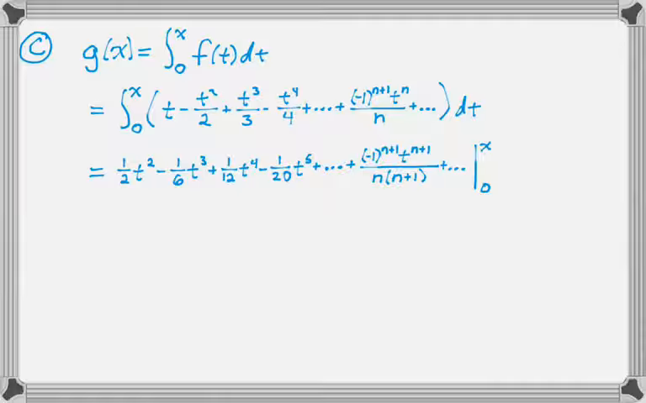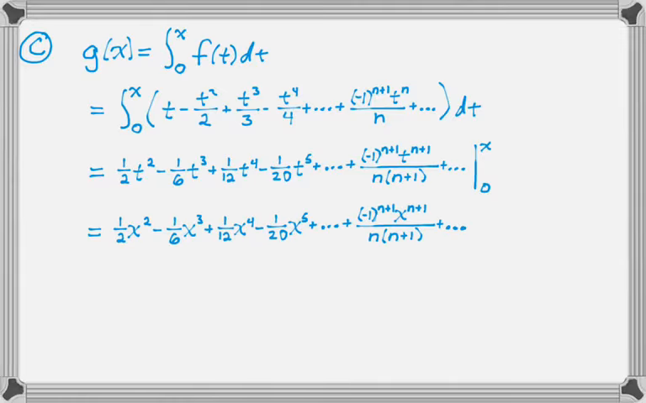Plugging in x just changes all the variables to x. Plugging in 0 changes everything to 0. So when we evaluate this, we get that. And that's the answer to part C right there. So that's g of x.